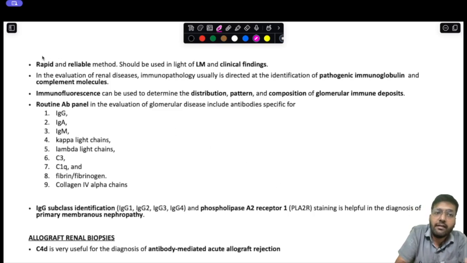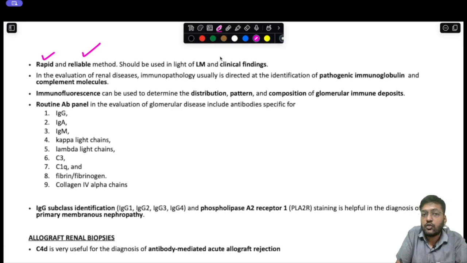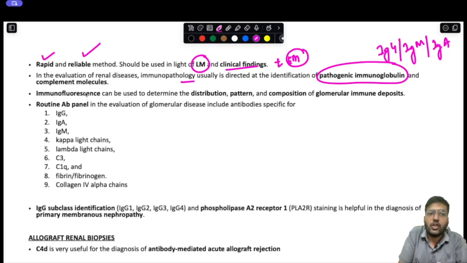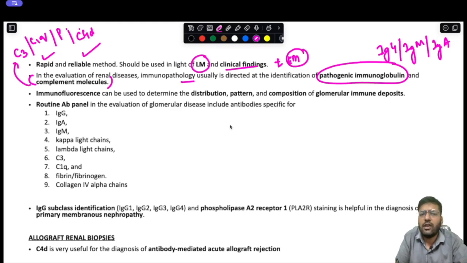So always remember, it is a very rapid and reliable method, and immunofluorescent microscopy should always be correlated with light microscopic findings as well as clinical findings as well as electron microscopic findings if they are available. So in the evaluation of renal disease, immunopathology usually is directed at the identification of pathogenic immunoglobulins, like for example IgG or IgM or IgA, as well as it is directed at detection of complement molecules. Out of these complement molecules, C3 is very important. Others are C1q, okay, properdin, or you have C4d as well. So depending on whichever disease you are suspecting, you can use that particular panel.